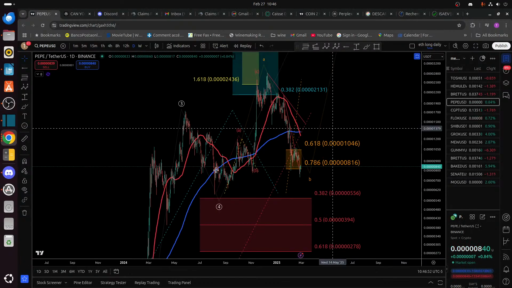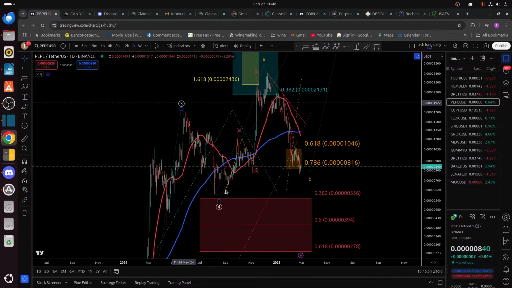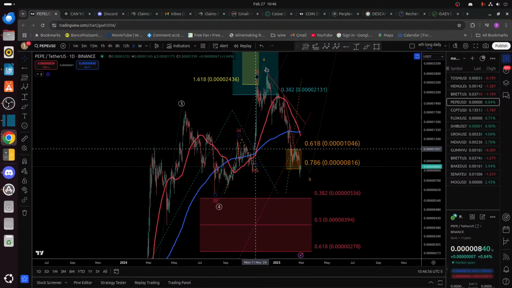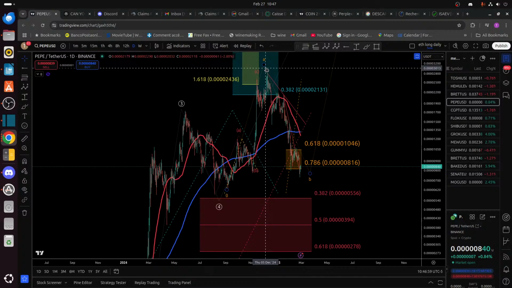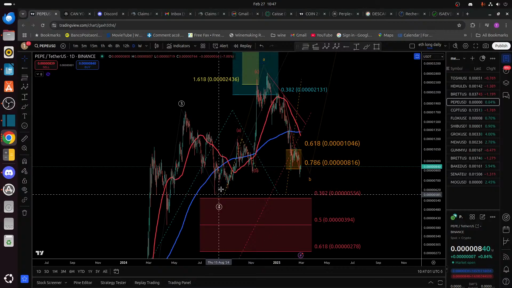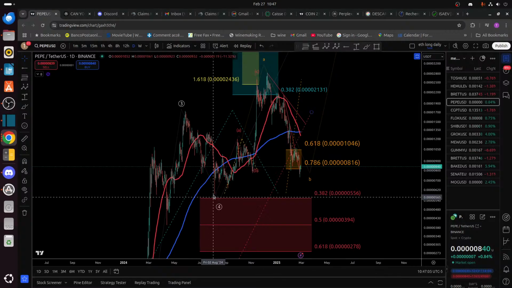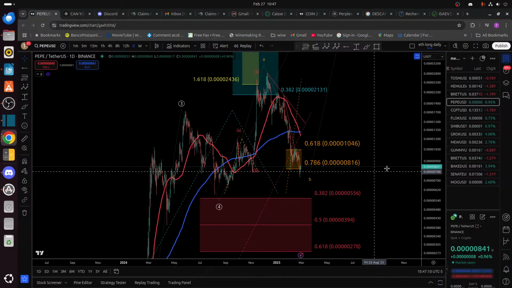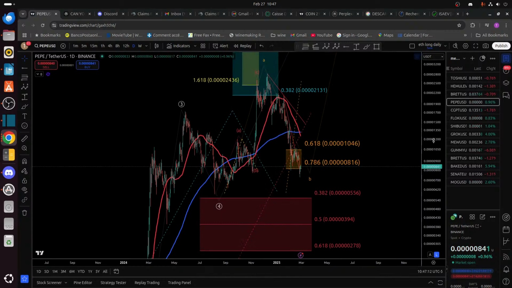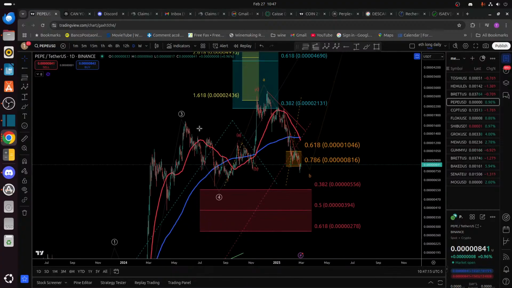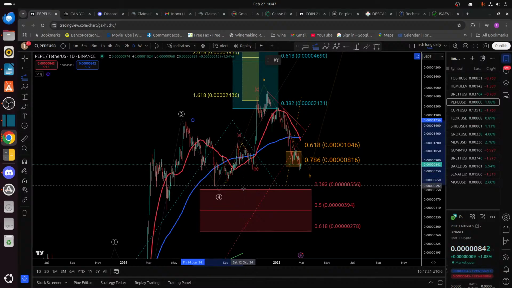Let me check Pepe now. Okay, 3, 4, and we had an ABC. Yeah, that's the thing now. There's a higher probability that this is part of the fifth wave, or we just did an A overshooting wave B and a C. So that's my dilemma here. Let me check if using the Fibonacci extension can enlighten me a little bit more.